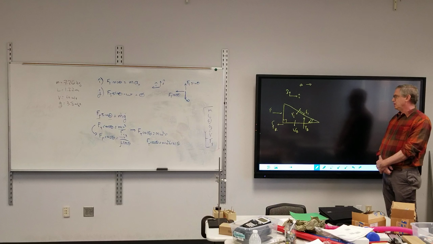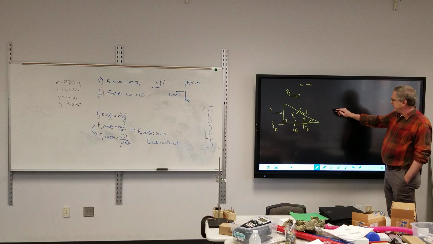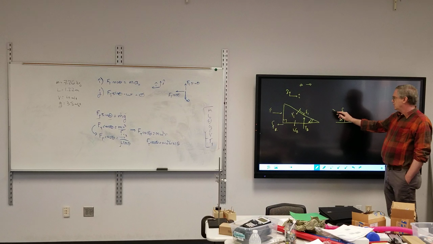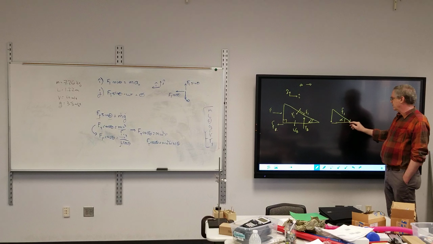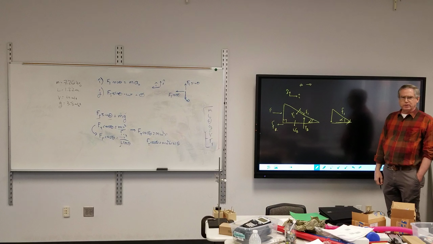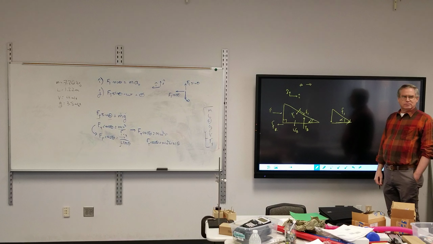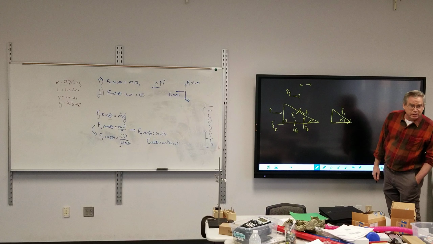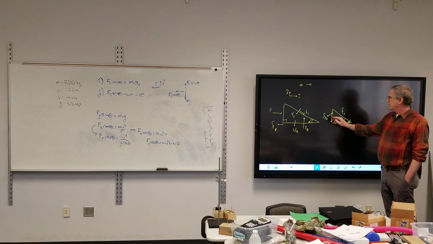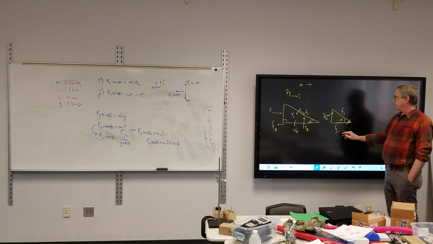Well, F2 is probably the simpler one to break up because it's coming down like this. I know that angle there is alpha. This is my F2. I'm going to break it up into horizontal and vertical components. What's the vertical component? Sine. Yeah. So F2 sine of alpha. And this would be the other one, F2 cosine of alpha.